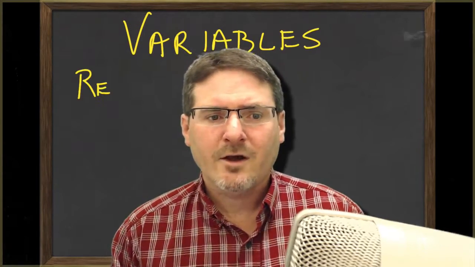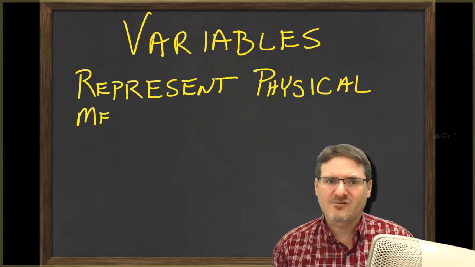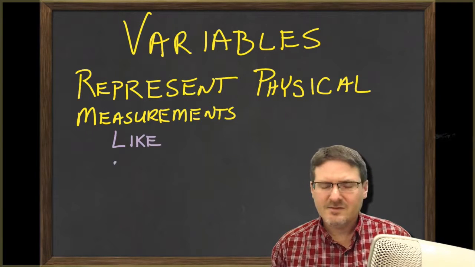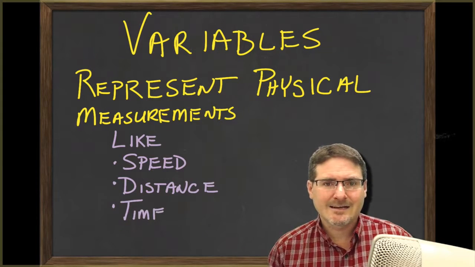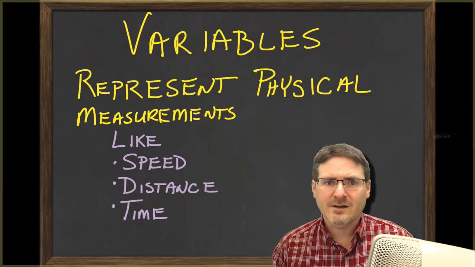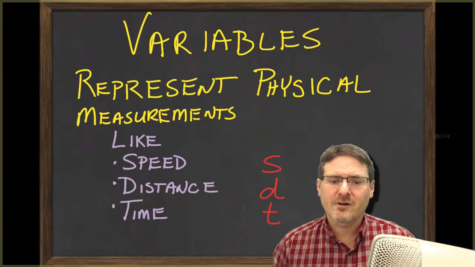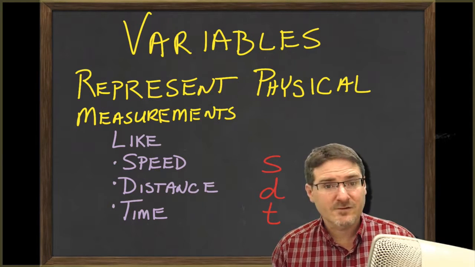Variables. What are they? Well, in physics, they are physical measurements that we use. These are representations of these physical measurements. These might be measurements like speed, distance, time. And in our formulas, we don't write the entire words out. We use small abbreviations for them. We use symbols. So we might use S for speed, D for distance, and T for time.